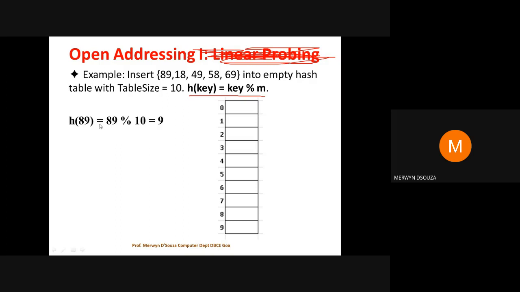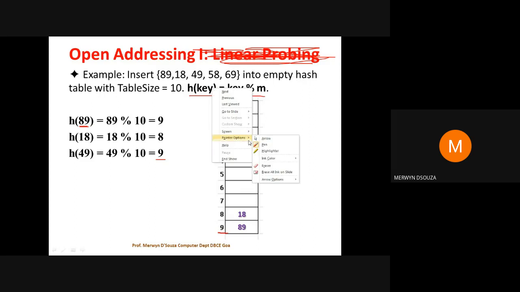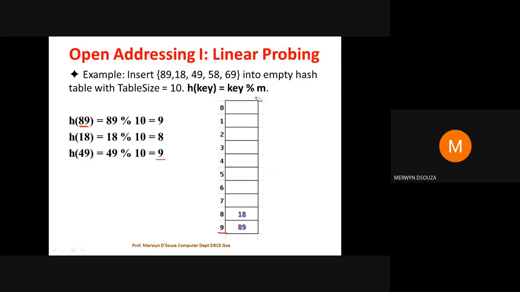So let's start. Take the first value, compute the hash value, you get remainder as 9, insert 89 there. Take the next value, you get a hash value as 8. Insert 18 at 8. Take the next key 49, compute the hash value, you get the hash value as 9. Now you can see that at index 9 there is already 89 stored. So what has happened right now is it has resulted in a collision.